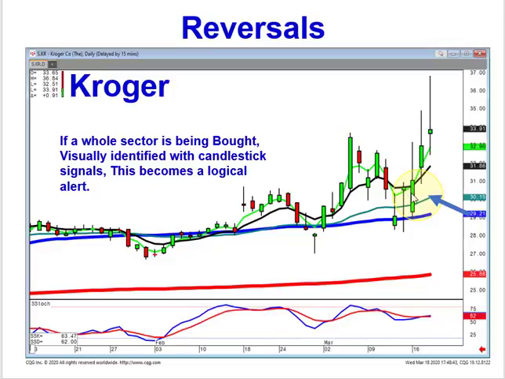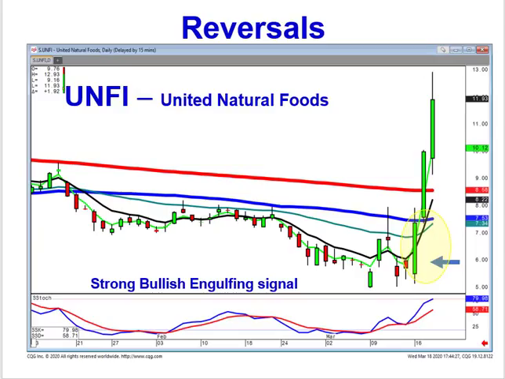We can see what happened in Kroger: inverted hammer, doji, left-right combo. So we've got a market that over the past few days has sold off like crazy, and we can recognize Kroger, another grocery stock, trading positive. A big left-right combo in UNFI, another grocery store. So what can you start concluding with very simple logic? You're seeing strong bullish signals in grocery stores. Probably that sector is being bought.